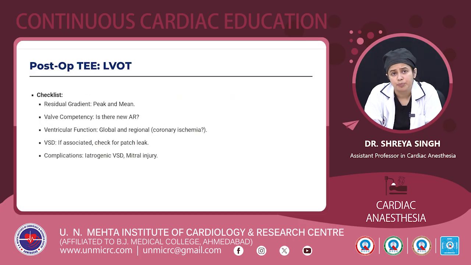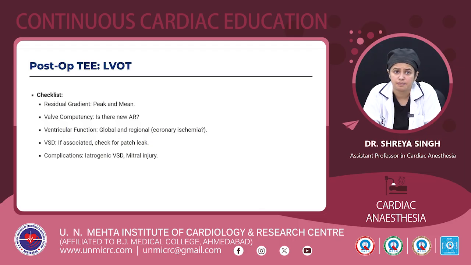Okay. In post-op TEE, in a case of LVOT anomaly, our checklist would be to see for any residual gradient, peak as well as the mean. Look for the valve competency. If there's any new aortic regurgitation, look for the ventricular function, global as well as regional, which could be because of coronary ischemia. Look for a VSD if associated and check for patch leak and any complications like iatrogenic VSD or mitral injury.